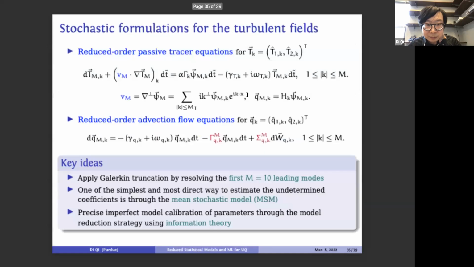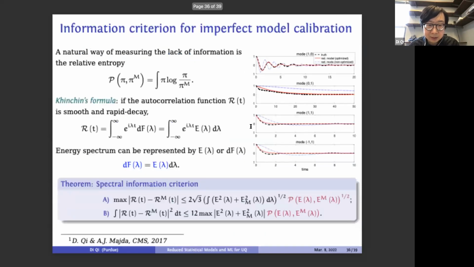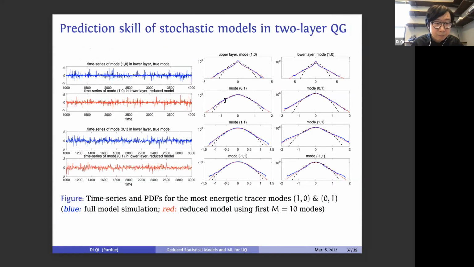And then we construct the reduced order model using a similar idea as before, but here we propose a stochastic version of it. And we use the same way to approximate the reduced order model damping and the noise terms. Here are some calibration strategies, but let me skip the details and show you the results. So in this case, again, the blue line is the true model.